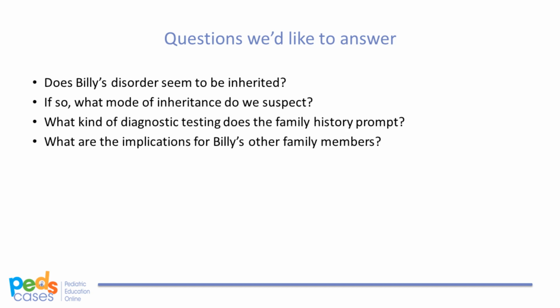Now that we have constructed Billy's pedigree, we must begin to make sense of it in a genetics context. Does the underlying disorder truly seem to be inherited? What mode of inheritance do we suspect? What kind of diagnostic testing does the family history prompt? Furthermore, what are the implications for Billy's other family members? Is his younger sister likely to develop symptoms? How likely are his parents to have another child with a disorder like Billy?